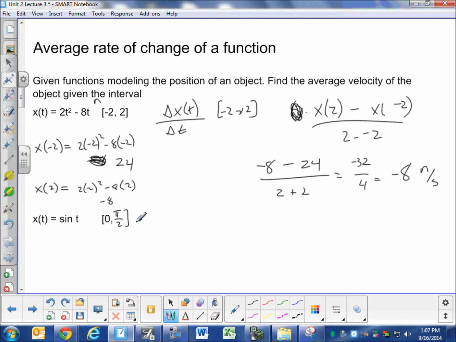All right, you guys find the average rate of change of that position from 0 to pi over 2, those being seconds, and that would be the same as finding your average velocity. So it's sine of t from 0 to pi over 2.